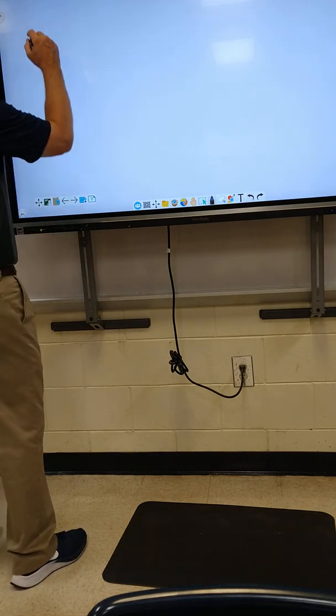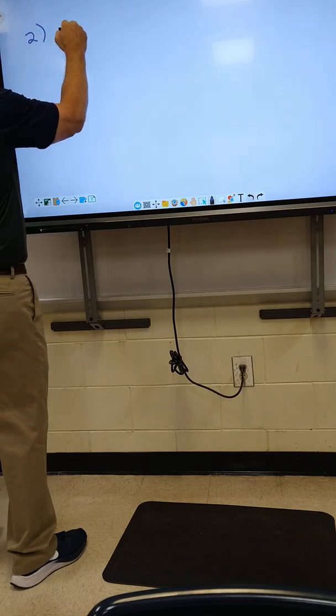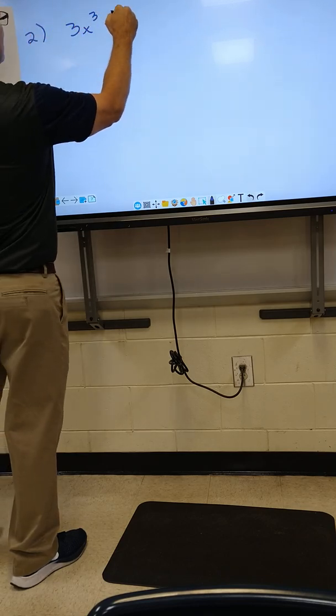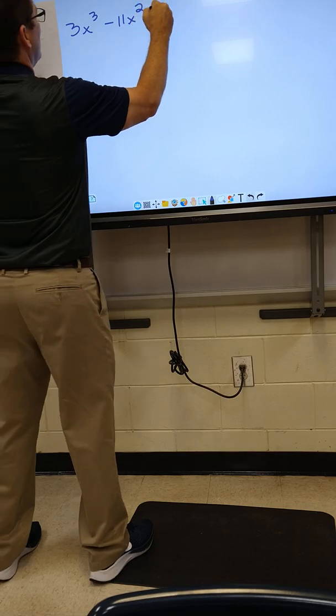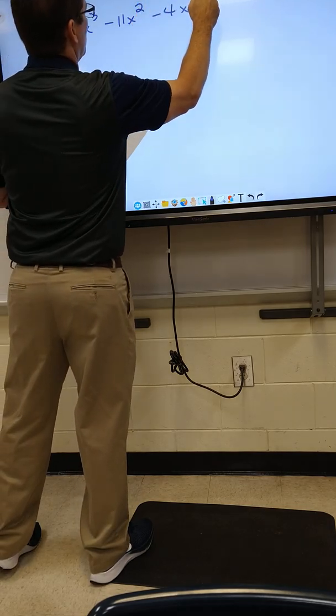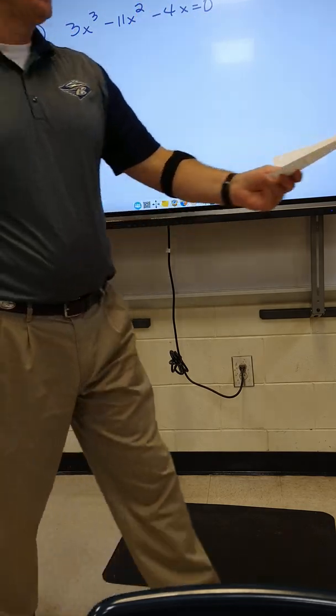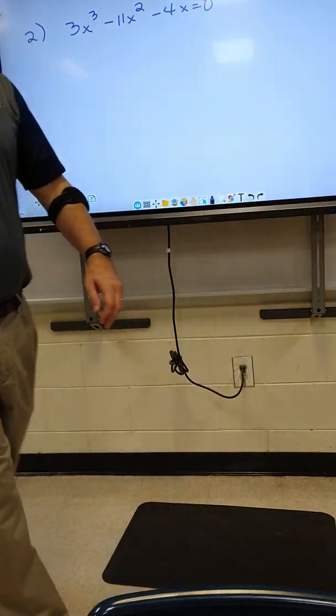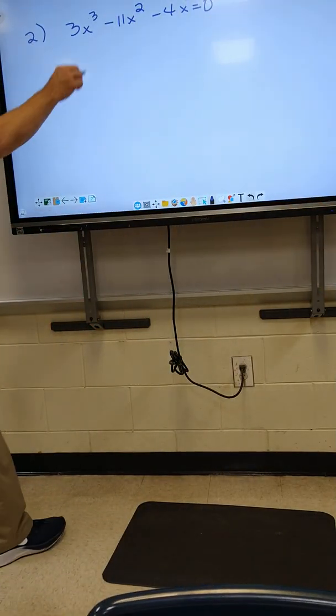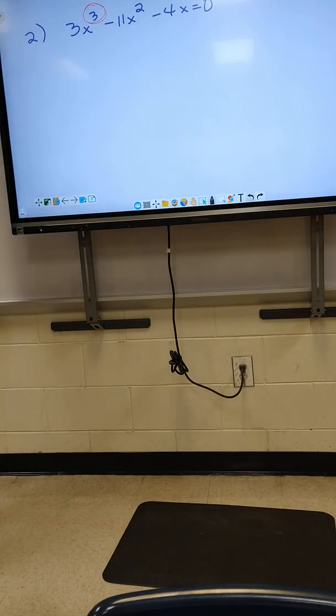Alright, let's do number 2. You guys might have done this last year. We'll see. 3x to the third minus 11x squared minus 4x equals 0. Alright, Dylan, how many answers are we going to have on number 2? It's 3. Everybody sees right here. We're going to have to find 3 answers.